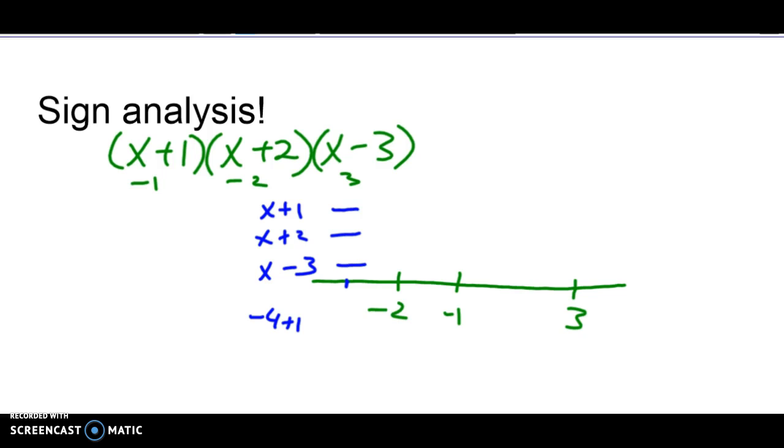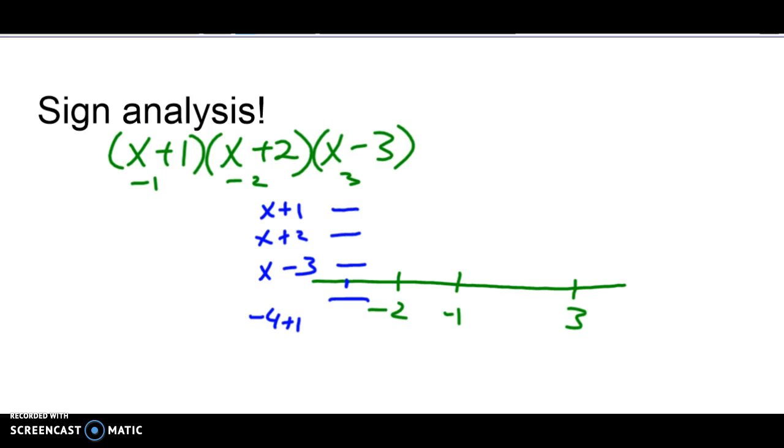So these are three factors that we multiply together. So we'd have a negative number times a negative number, which would be positive, times a negative number, which will make this whole thing, everything on this side of this 0, has to be negative. So it has to be below 0 on our graph.